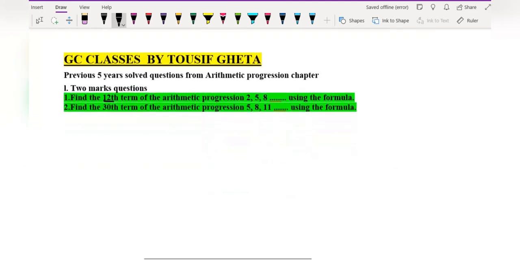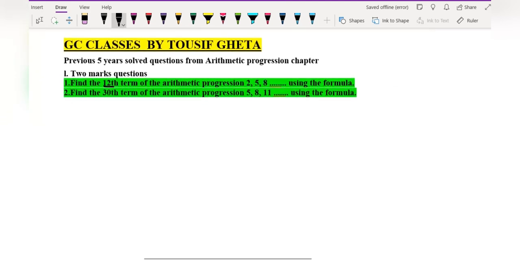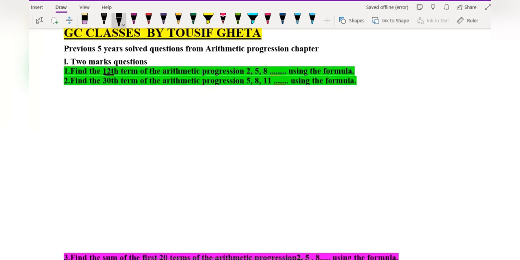Okay, so let us solve the 2 mark questions. The first one, the very simplest one, they're asking to find the 12th term of the AP. You must know the formula of AP, that is a_n equals a plus (n minus 1) d. Here a stands for first term, n is the number of terms, and d stands for common difference. They're asking for the 12th term, so n is equal to 12.